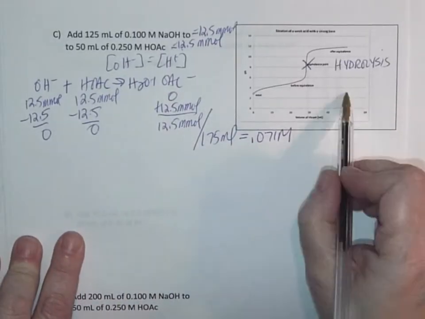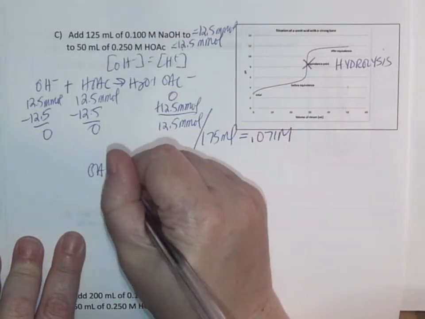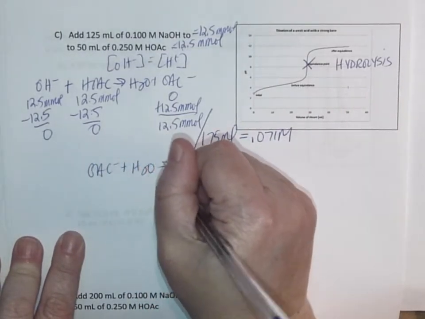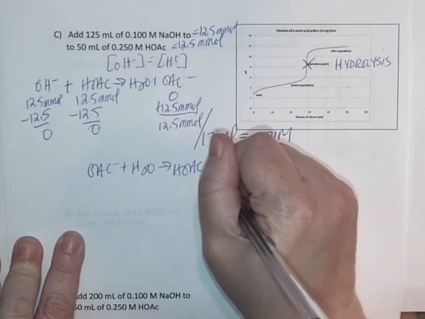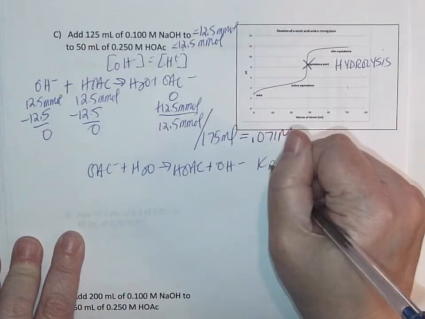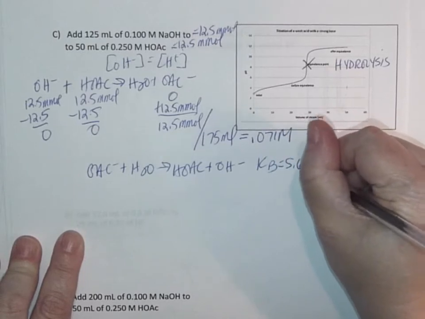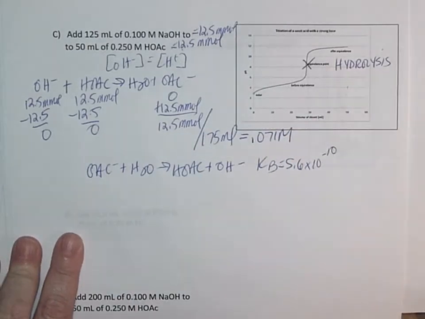I'm now going to write my hydrolysis reaction because it's the only ion that I have in here. And it looks like this. Ooh, Kb is needed. I wrote a hydroxide. Boom, Kb. Put it in there. 5.6 times 10 to the negative 10.